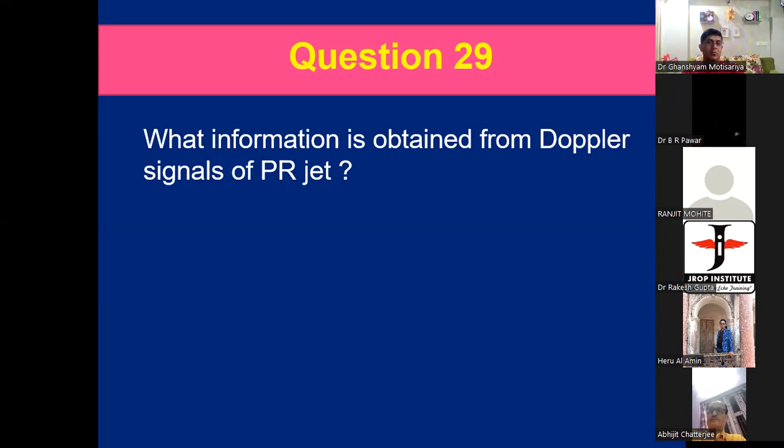Anyway, good try. My answer is, if you look at a PR jet, there are two gradients. One is the early diastolic gradient, second is the late diastolic gradient. Suppose the early diastolic flow velocity is 2 meters per second: 2 into 2 into 4 is 16. Add RA pressure to it, and that will give you the mean pulmonary artery pressure. This is very good where we do not get a TR jet velocity signal.